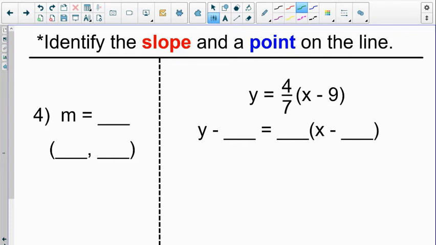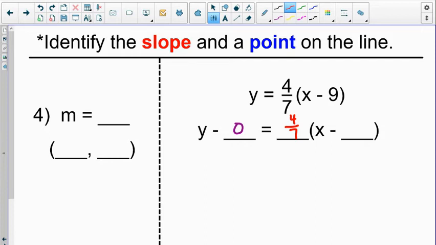All right, so if we were to start filling in our missing blanks here to match up what we have, we have to think about y minus what would just give us a y here. Well, I know that subtracting nothing is going to make that happen. So y minus 0 is the unsimplified form of just having a y. I also see the 4/7 here is that fraction after the equal sign.